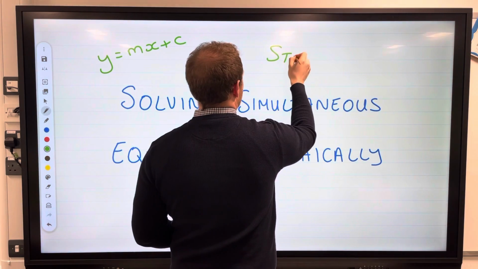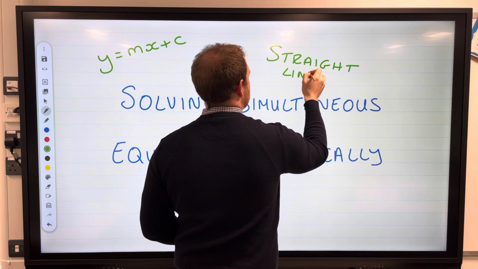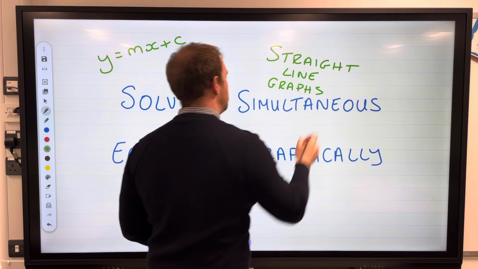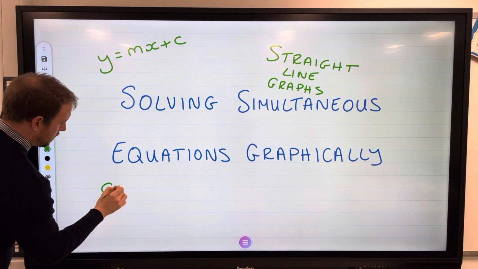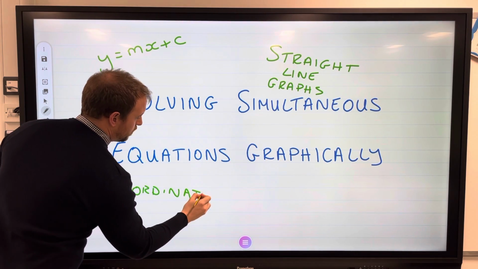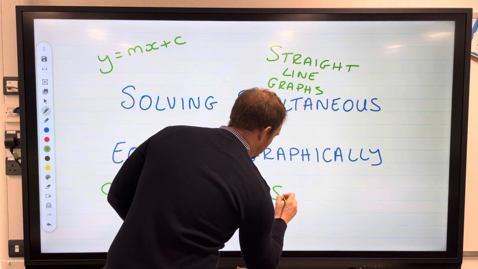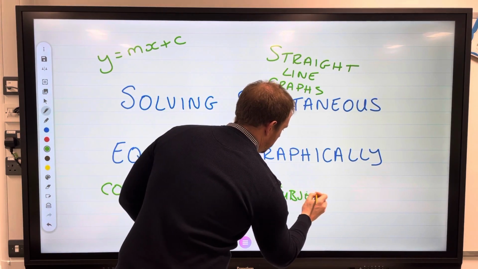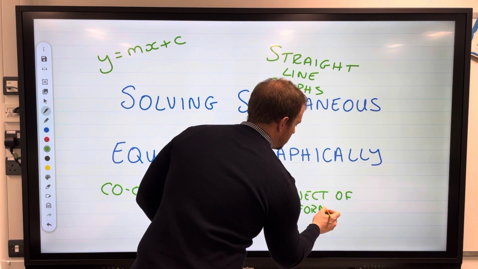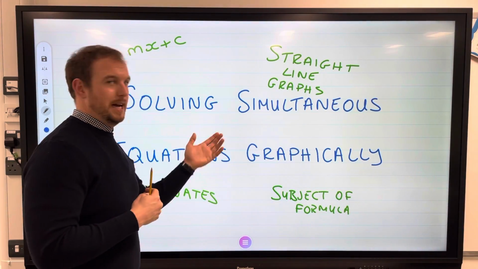So straight line graphs is another one. Okay, about substituting values to find coordinates. Plotting coordinates. We need to be good with those as well. We need to be looking at subject of a formula. These different skills, we're going to be accumulating all of these in order to tackle these sort of questions.